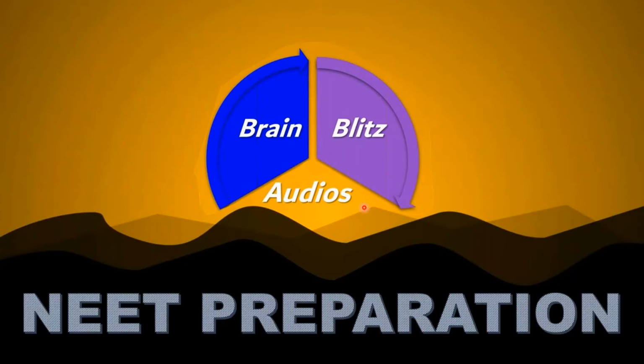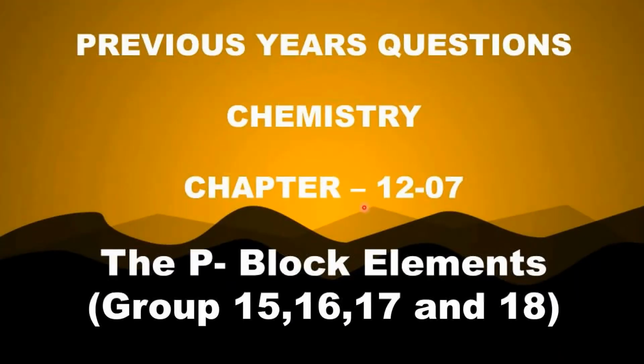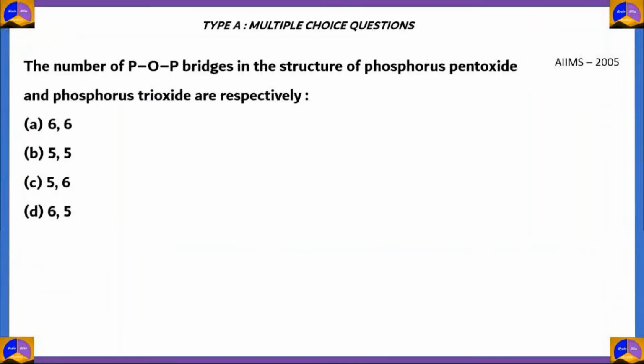In today's episode of NEET Preparation, we'll be looking at previous year questions of chemistry from medical entrance examinations in India. Today we'll be dealing with the chapter, the P block elements. Here we'll be looking at group 16, group 17, group 18, group 15 elements, and this is the 12th chapter. This is the 7th chapter in the grade 12 syllabus for chemistry in CBSE. Let's begin with our first question.